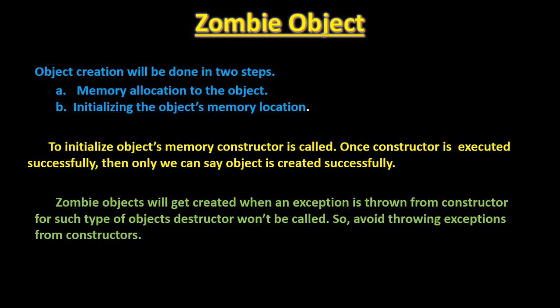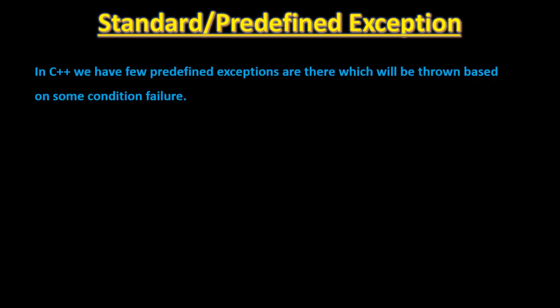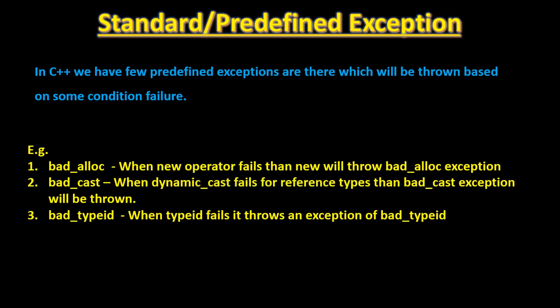Okay. So next, after the zombie object, there are a few predefined exceptions present in C++. Based on some conditions, you can have these exceptions, apart from user-defined exceptions, something like bad_alloc, bad_cast, bad_typeid. These are some of the predefined or standard exceptions present in C++.